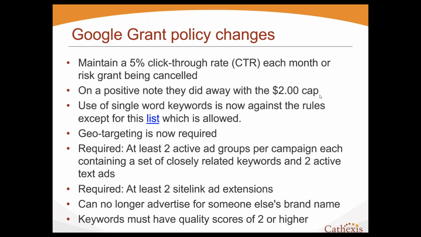The other thing that was a benefit about these changes is that they did away with the $2 cap. For a long time, you couldn't bid more than $2 cost per click for your Google grant keywords. So they did away with that, and the reason is that now they're expecting you to manage your grant more effectively. Another thing that they did is that they disallowed single word keywords.